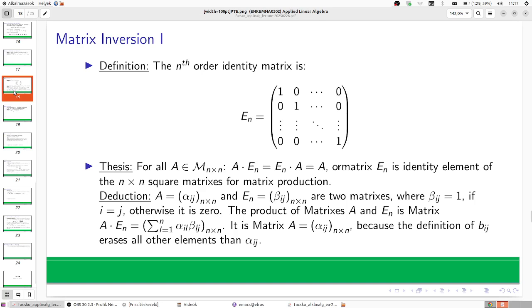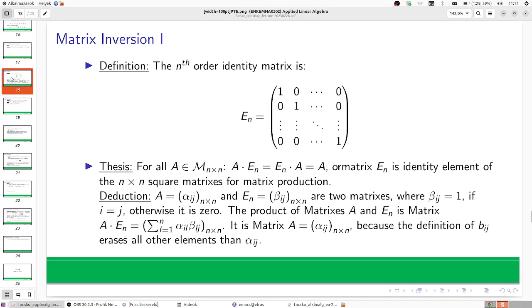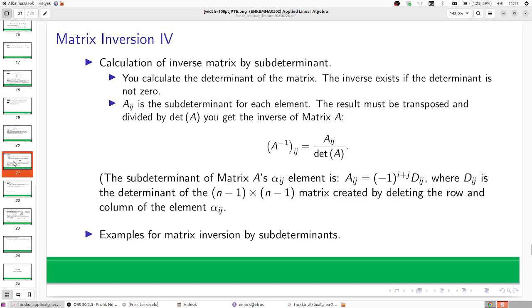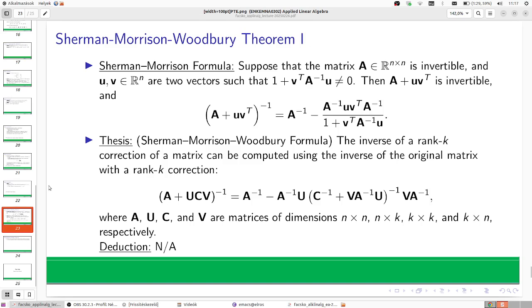Great. This is about the matrices, and the next subject would be this. Last time I talked about matrix inversion. You know very well what matrix inversion is, but this method is not the important thing. The important one is the Sherman-Morrison-Woodbury theorem.